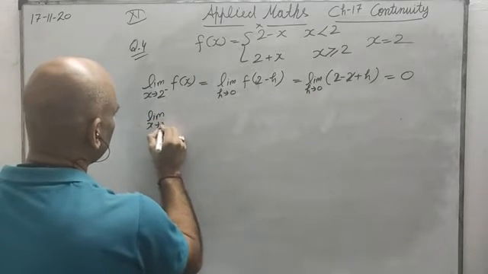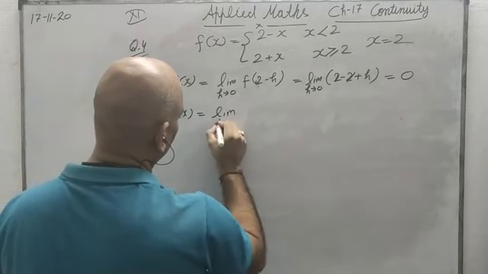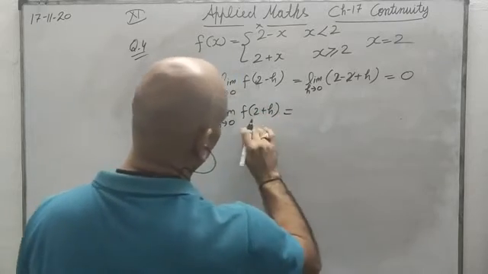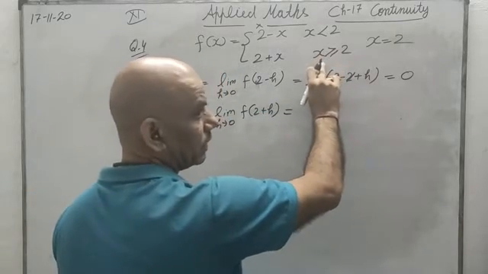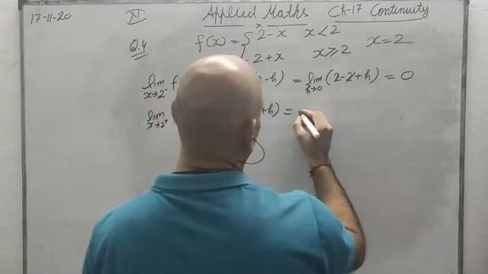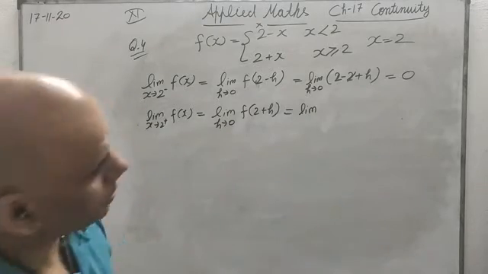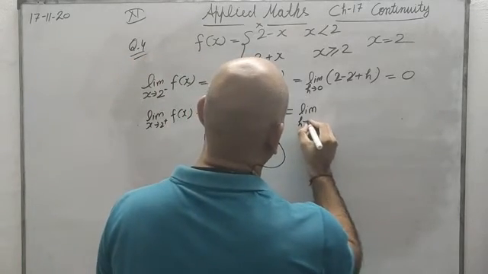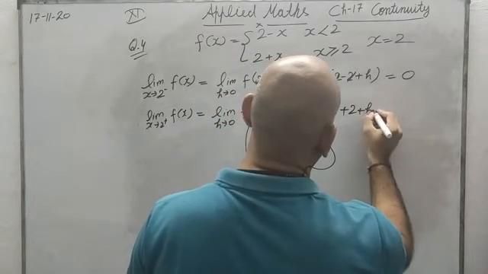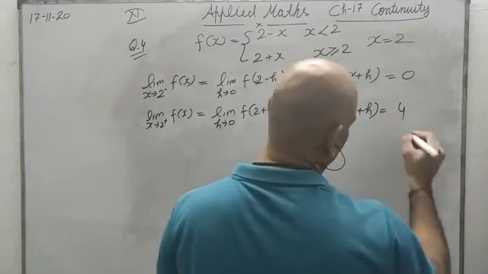Similarly, I will get the right hand limit now. Limit x tends to 2 positive f(x), that is limit h tends to 0, f(2 plus h). 2 plus h means the value of x is more than 2. So for more than 2 we will take this case, 2 plus x. So limit h tends to 0, 2 plus 2 plus h. It becomes 4 plus h. When I kept h as 0, I got the value of the function as 4.